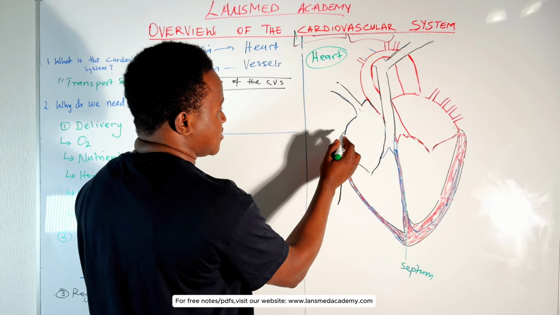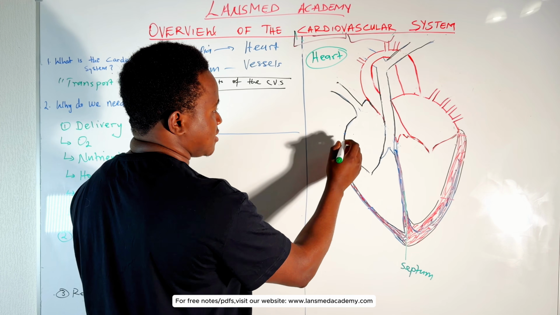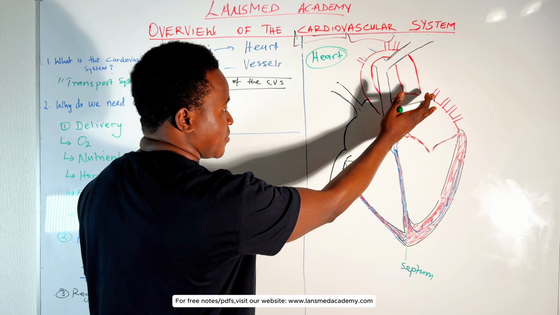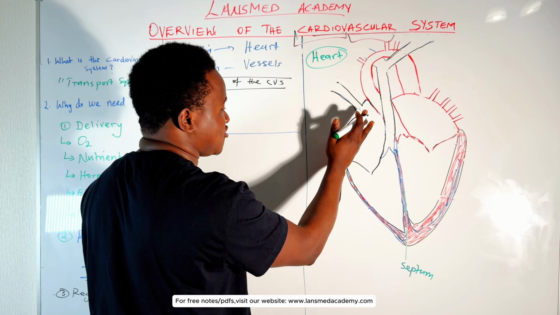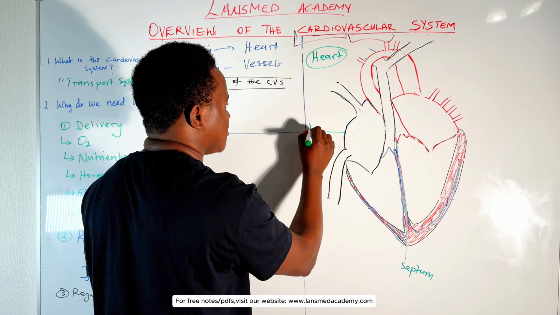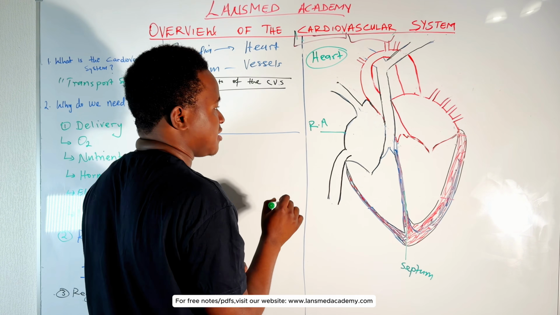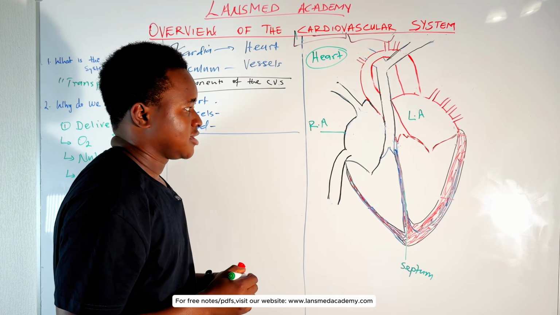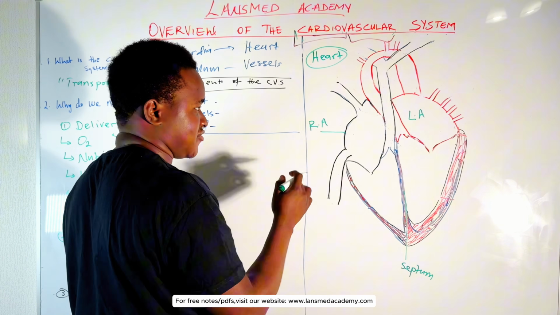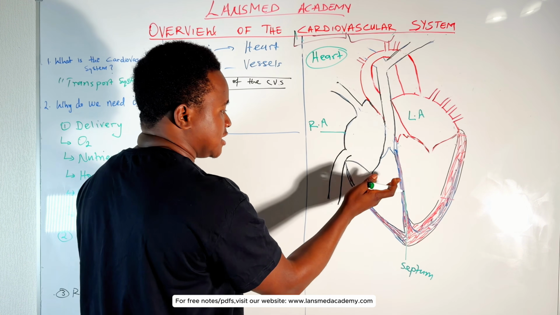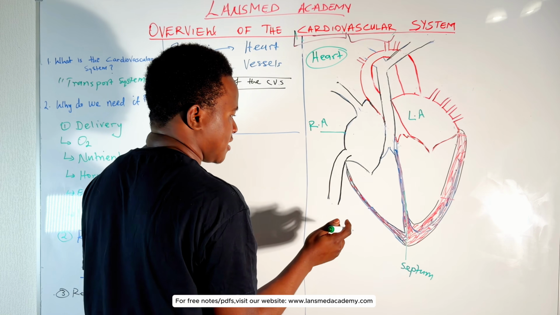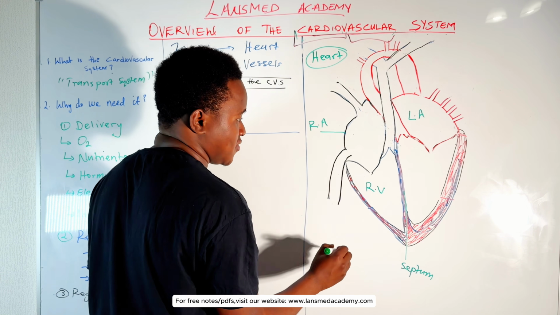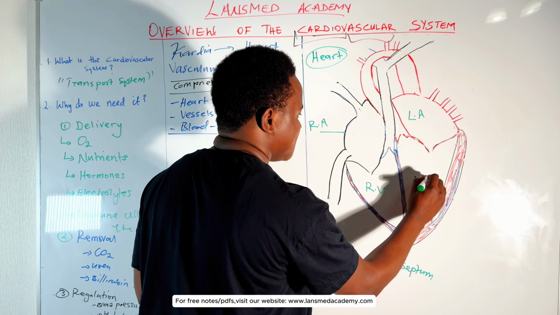The chambers that are up here are called atria. So here we have the right atrium, and here we have the left atrium, right? So these are the atria. Then the chambers below here are called ventricles. So we have the right ventricle and the left ventricle.